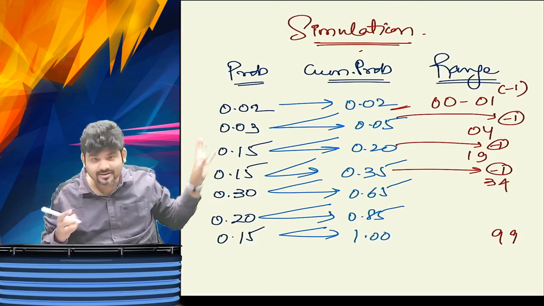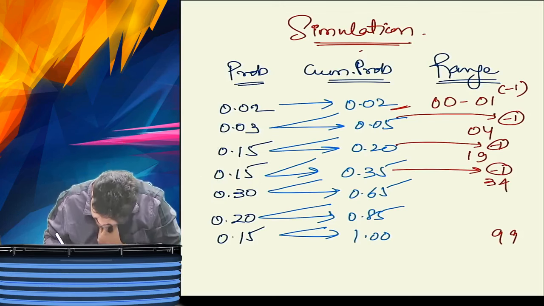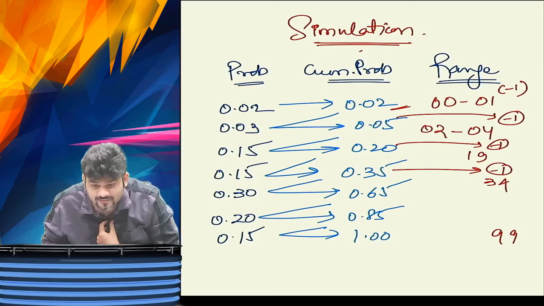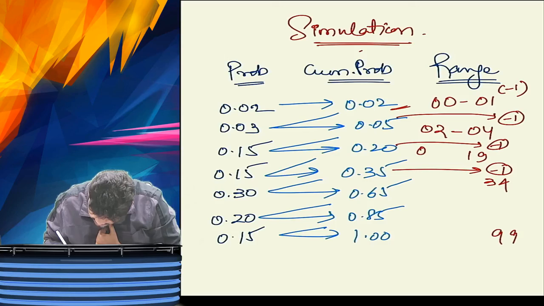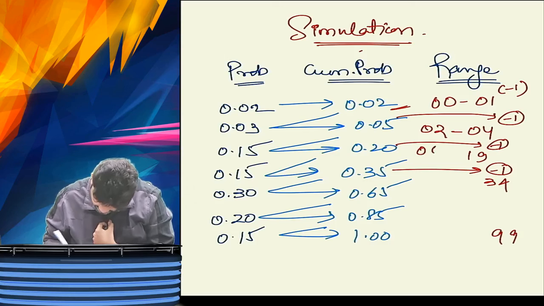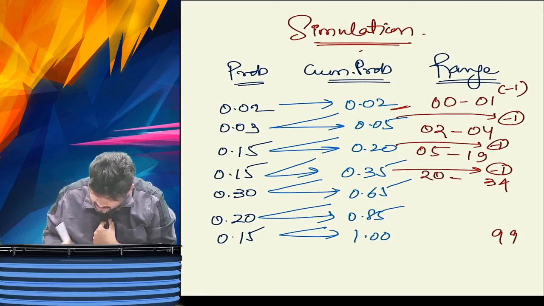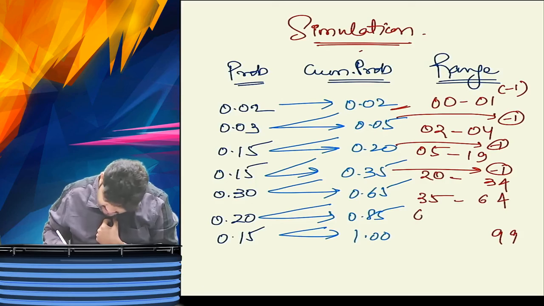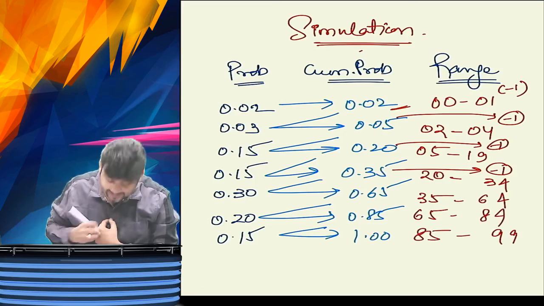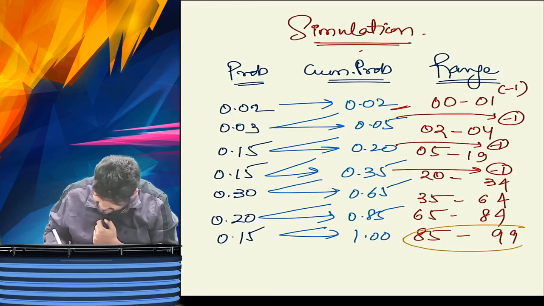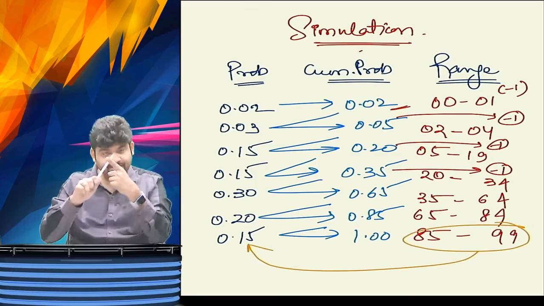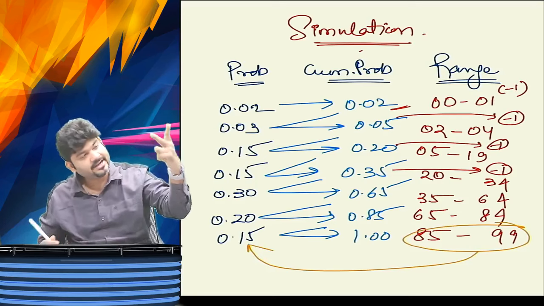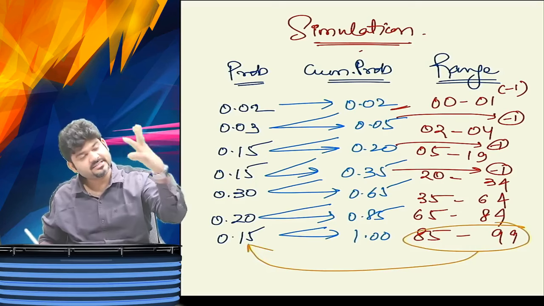Hello, are you clear? Now, the first range is 00 to 01, then 02 to 04, then 05 to 19, then 20 to 34. Then this will be 35 to 64, 65 to 84, and finally 85 to 99. If you want to check, you can check. 85 to 99 are 15 numbers: 85, 86, 87, 88, 89, 90, 91, 92, 93, 94, 95, 96, 97, 98, 99.